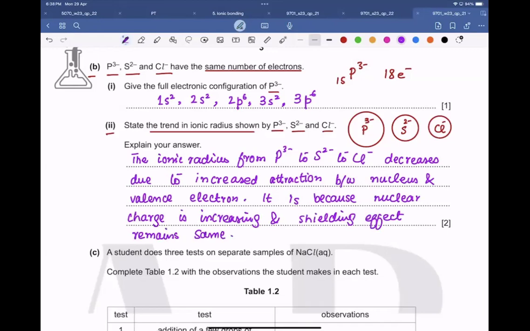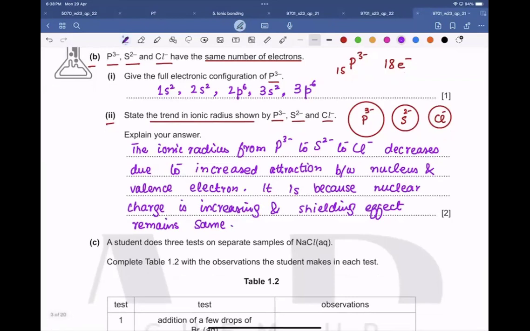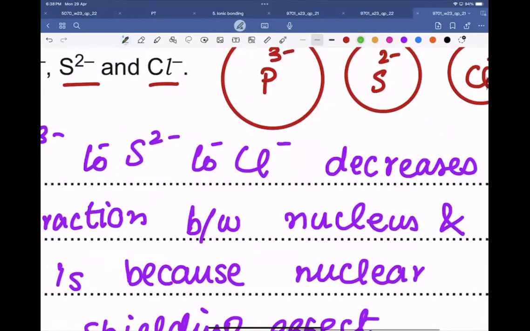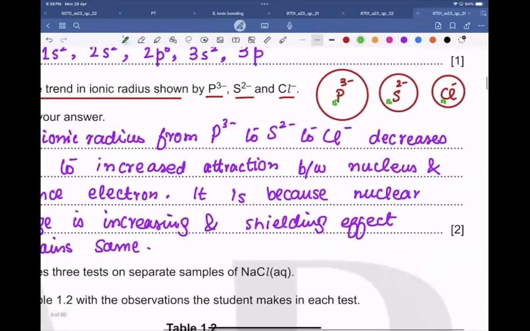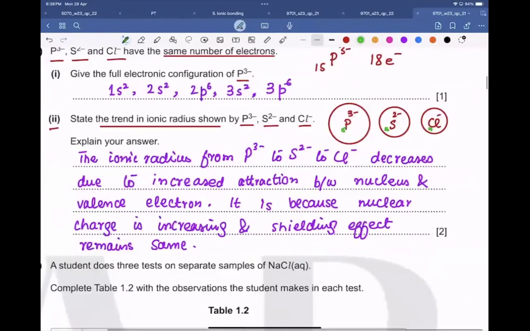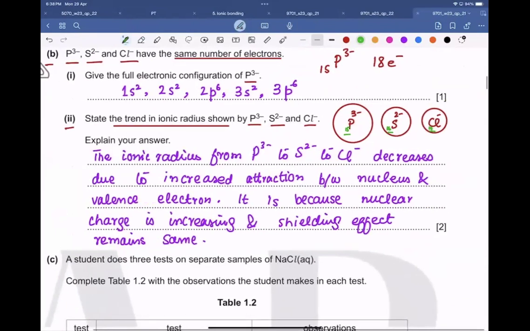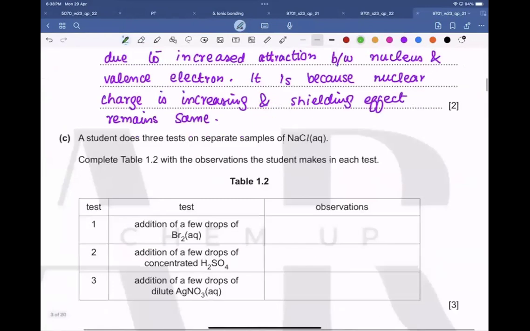Yes, is this clear to all of you? That as we know, when we are moving, it's 15, it's 16, and it's 17. So see, as the size is getting smaller, which means that there is a stronger attraction. And if the attraction will be stronger between the nucleus and the valence electron, we can justify it, it is because the nuclear charge is increasing. And as the total number of shells remains same, the shielding effect remains same.